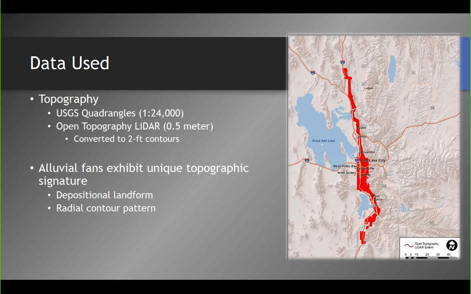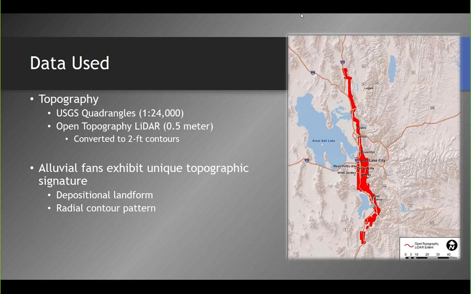So we took that Open Topography and converted it to 2-foot contour data, which was a really large data set. It was almost unusable because there's so much of it, so we had to simplify it down a little bit, but we were able to get 2-foot contours from that. This map on the right of your screen shows the extent of that Open Topography. You can see that it's quite extensive and covers a lot of the Wasatch, and unfortunately it didn't cover the Oquirrh Mountain area, but that's okay. We made do with what we had.